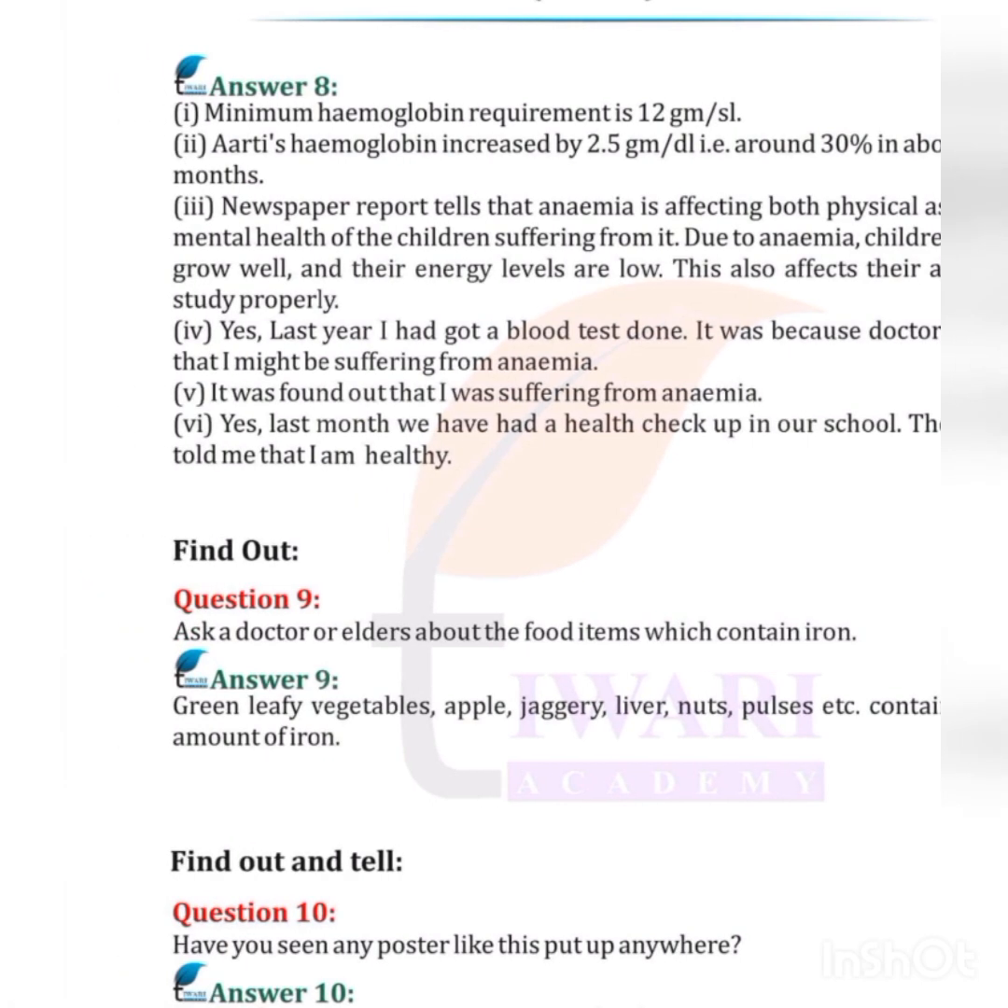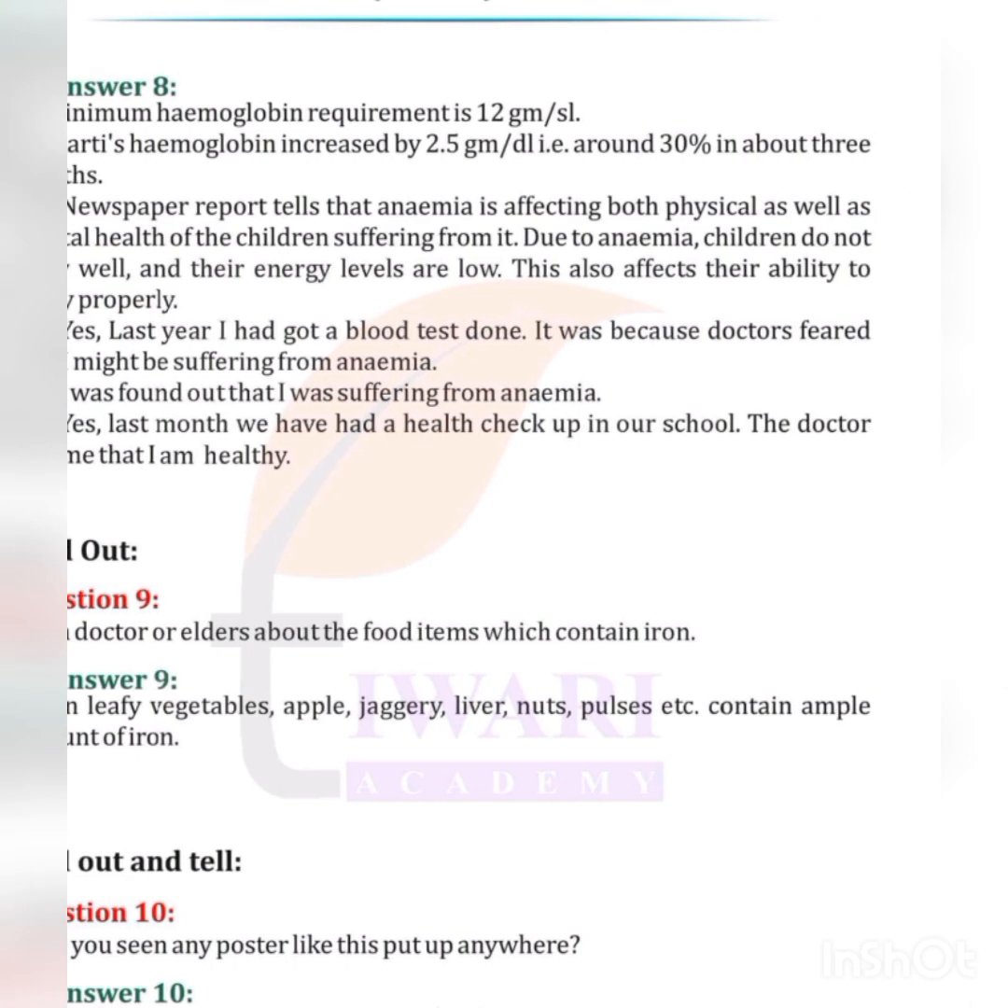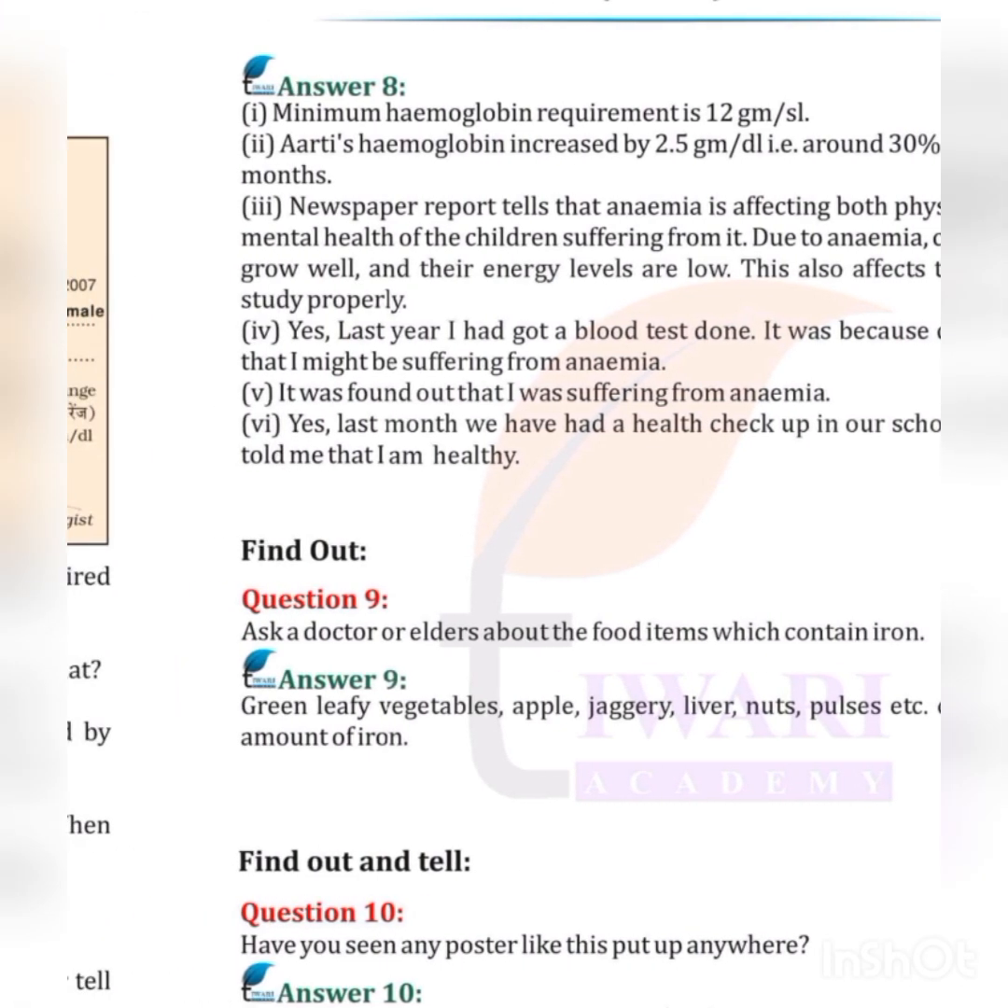Okay, let's see question number 9. Ask a doctor or elders about the food items which contain iron. Green leafy vegetables, apple, jaggery, liver, nuts, pulses, etc. contain ample amounts of iron. So find out and tell.